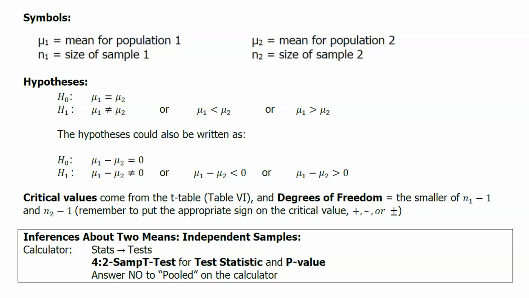So when you go into your calculator, you'll select stats. After you go to the sample t-test, you have two options, stats or data. So you'll select stats if you have the summary statistics, or data if you have raw data. Then you'll enter in your mean and standard deviation for both samples, and then you'll choose your alternative hypothesis.